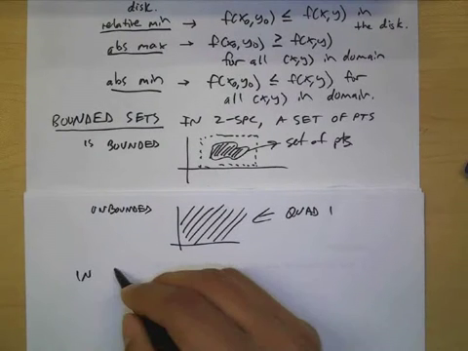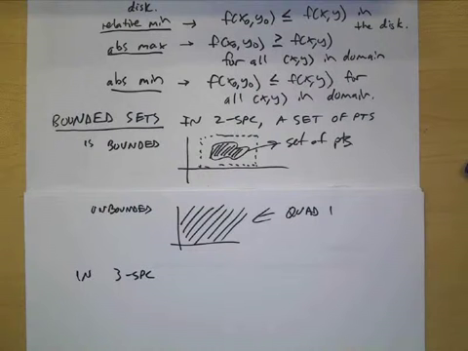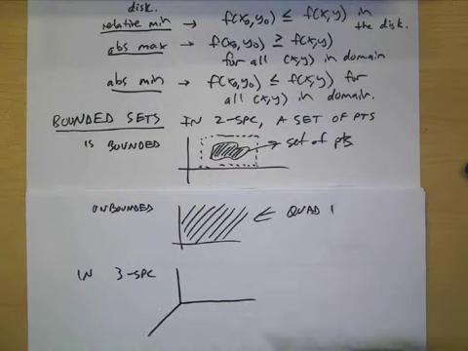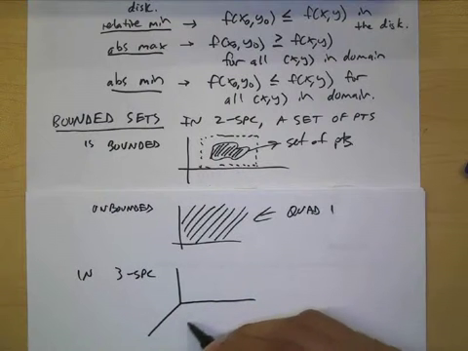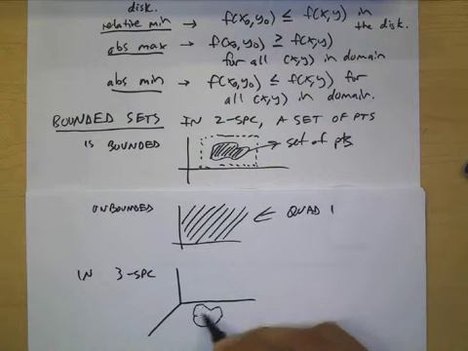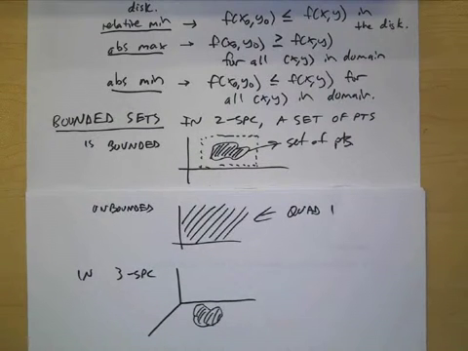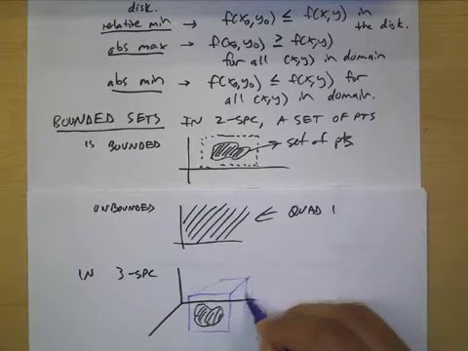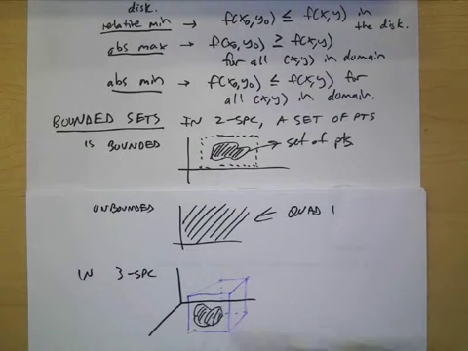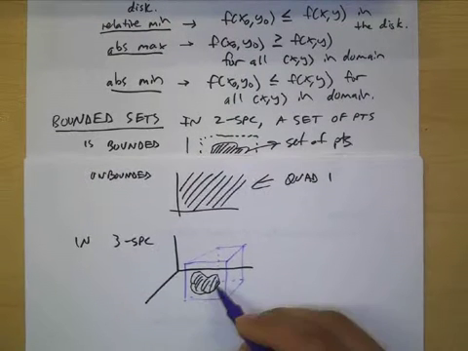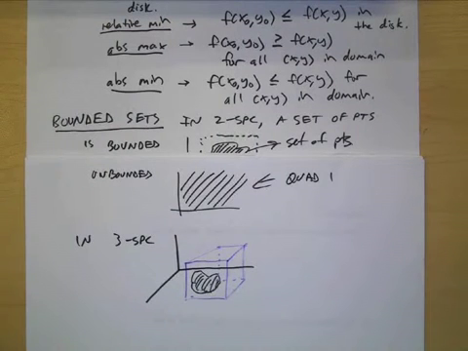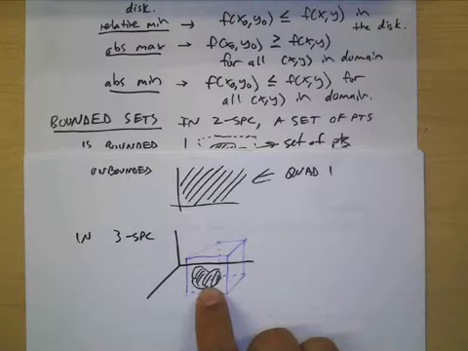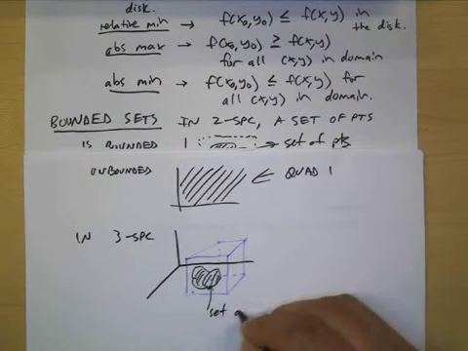So in 3 space, instead of having a rectangle that encloses the set of points, we would have a what? A prism, cube, box, whatever you want to call it. So maybe we have some blob of points, a surface, and so anyway, if we have a point or a set of points in 3 dimensions, if we have a box that encloses it, such as this, we would say that this set of points, so here's our set of points, is bounded. Okay?